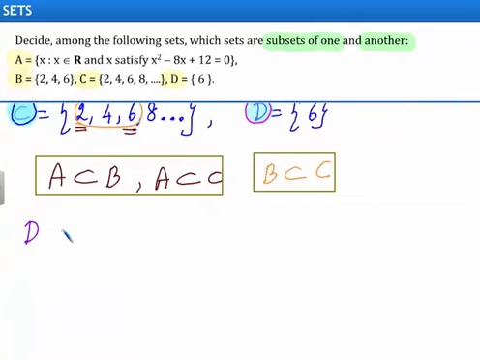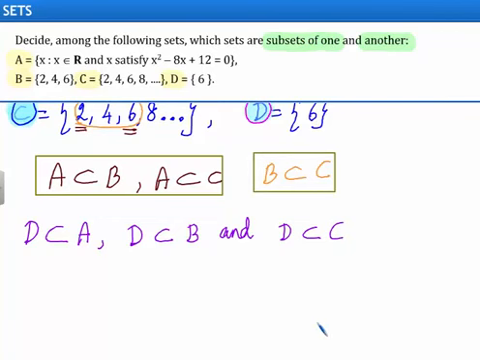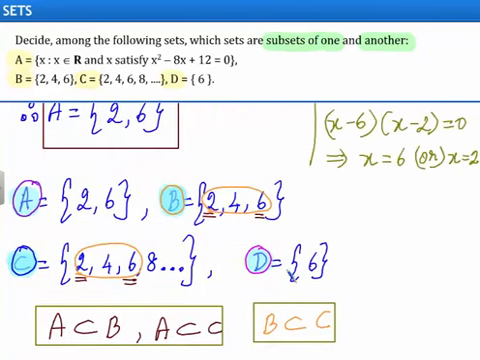Set D is a subset of set A and set D is a subset of set B and set D is a subset of the set C. We can see that the set D consists of only one element, that is 6. The element 6 is present in the sets A, B, C. So we can write D is a subset of set A as well as set B and set C.